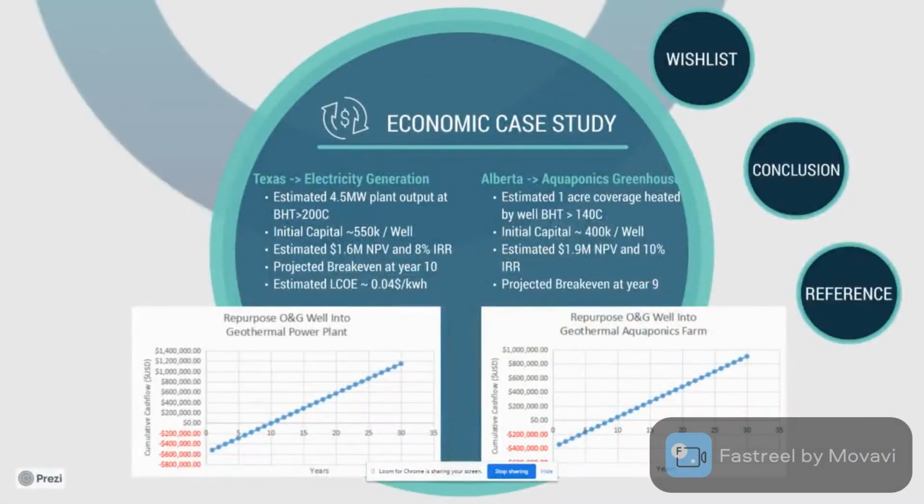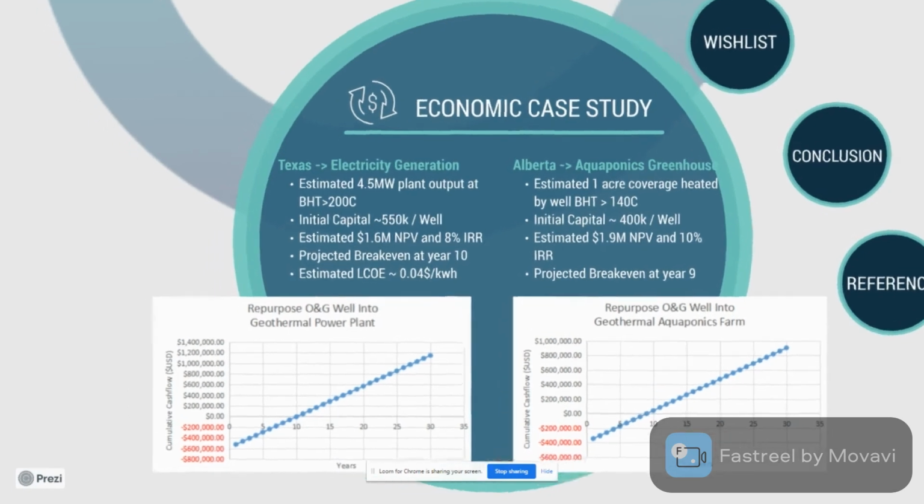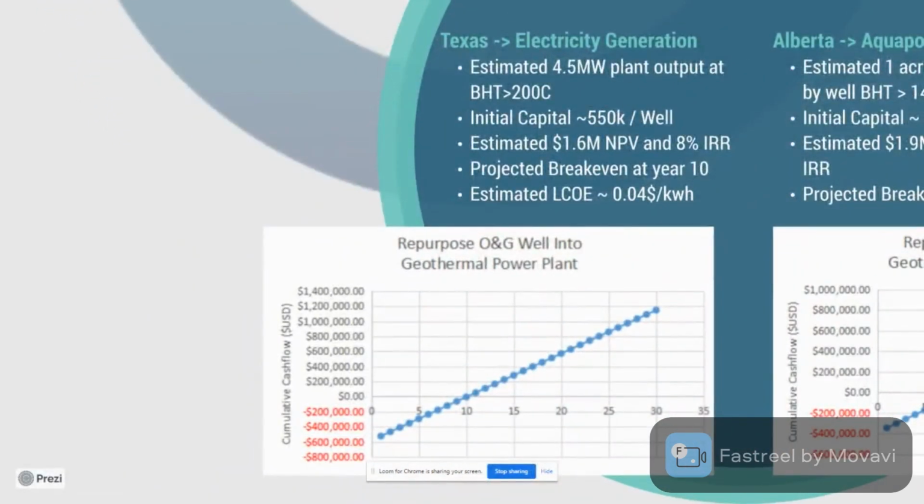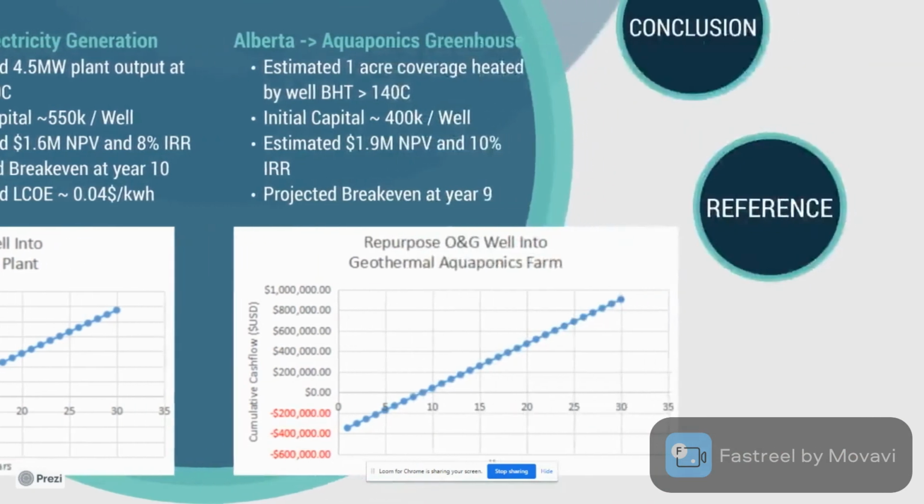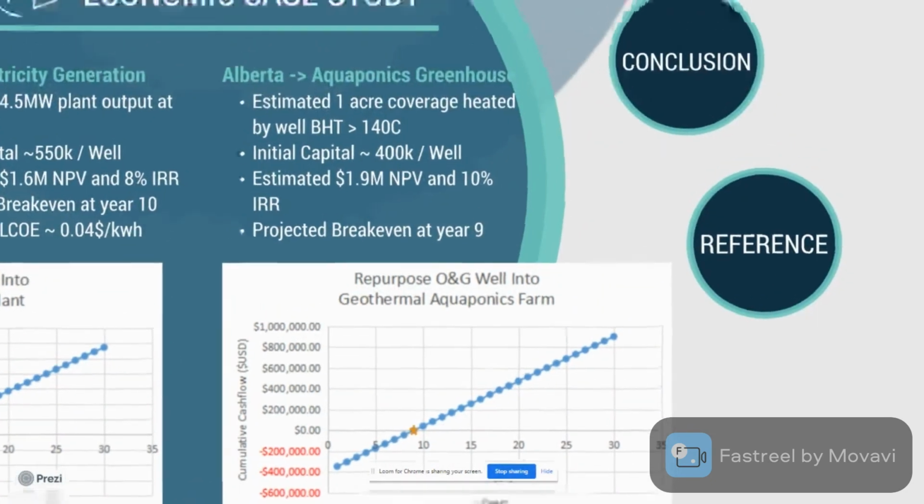With that, we present two potential business propositions on oil and gas well repurposing based on the differences between Alberta and Texas. As was mentioned previously, the Texas electrical market is favorable, and a simple economic analysis shows that formation temperatures exceeding 200 Celsius could supply a power plant right at the wellhead. The project is estimated to break even in 10 years based on our assumptions. In Alberta, the electricity market is less favorable, but the alternative is agricultural heating, and specifically in this case, aquaponics, which is the better choice due to its higher profitability. We use a 1-acre area as our case study, showing a break-even estimate at year 9.